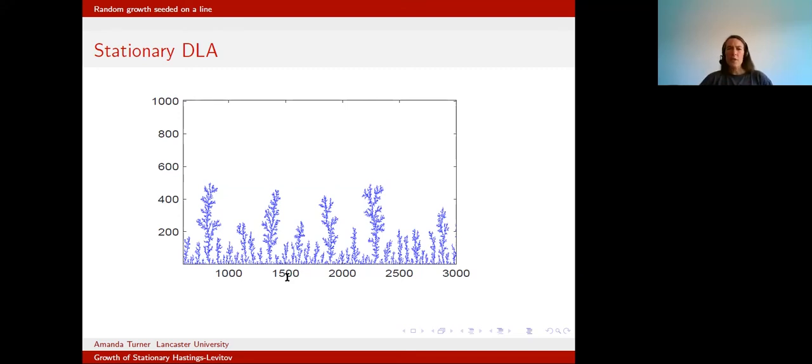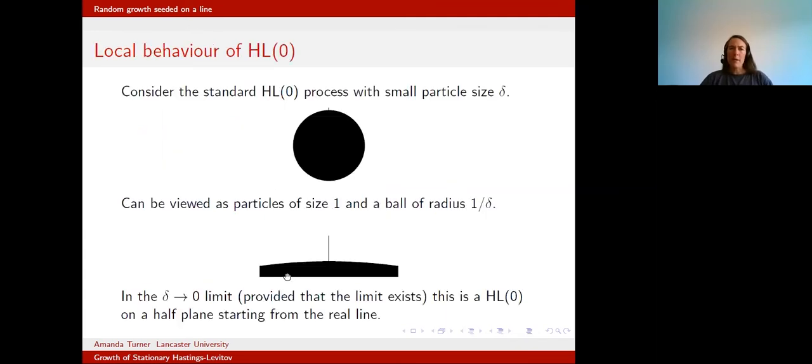And there's actually a second reason why we might want to do that. Let's just think about the standard HL0 process. So we've got a disk, and our first particle arrives of length delta. But that's exactly the same.